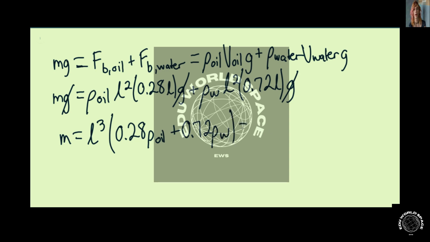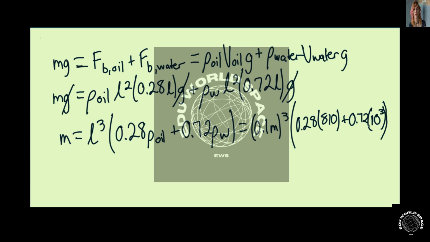And so this is going to be equal to 0.1 meter cubed, and then the density of oil would be 810 kilograms per cubic meter, plus 0.72 times 10 to the third. So the density of water would be 1,000 kilograms per cubic meter, and the density of oil would be 810 kilograms per cubic meter. And we find that the mass is going to be 0.947 kilograms.